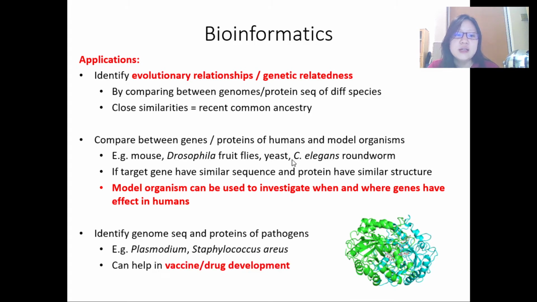Number three, last but not least, it also helps us identify the genome sequence and proteins of pathogens. This is very important, like COVID-19, right? Bioinformatics has been essential to track how COVID-19 has mutated, and also contributed to vaccine and drug development. By knowing the protein sequence of a particular protein in COVID-19, we can then find out the mRNA sequence and use the mRNA sequence as a vaccine. That's crazy. Anyways, I would love to talk about that, but this is not about that.